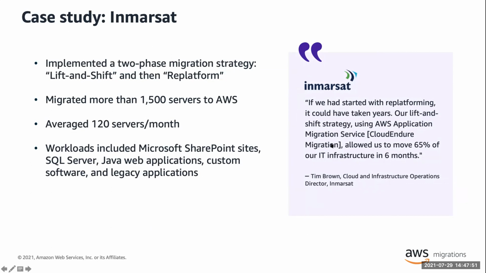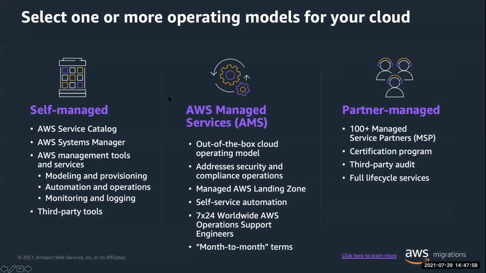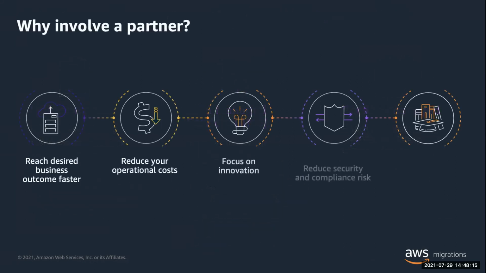Now, once the migration is completed, how do you operate the migrated workload? So there are three operating models when it comes to migrating the workload onto the cloud. One is self-managed, second is AWS managed services, and third is using the partner managed ecosystem. So specifically on the partner managed aspect of operating the cloud, what are some of the benefits of involving a partner? And why do we involve a partner?